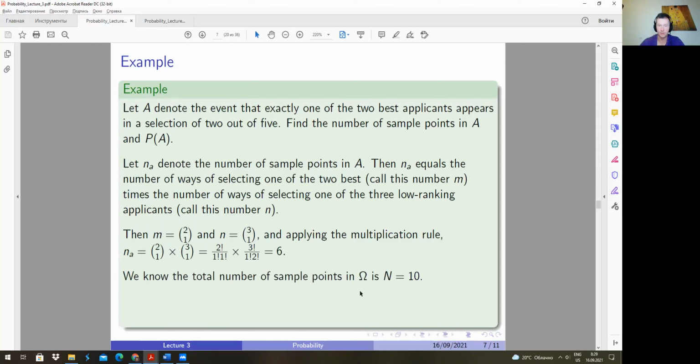So we know that the total number is 10 and the probability is 6/10. This is simple. So the most interesting part is here. Are there any questions about this example?